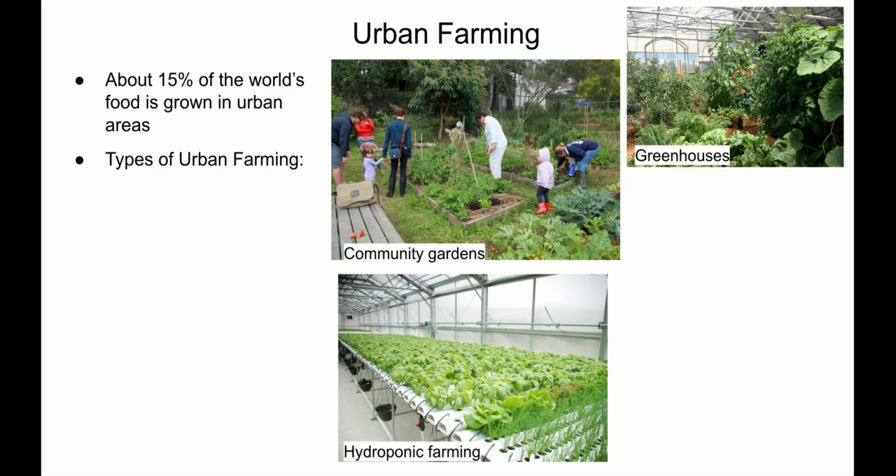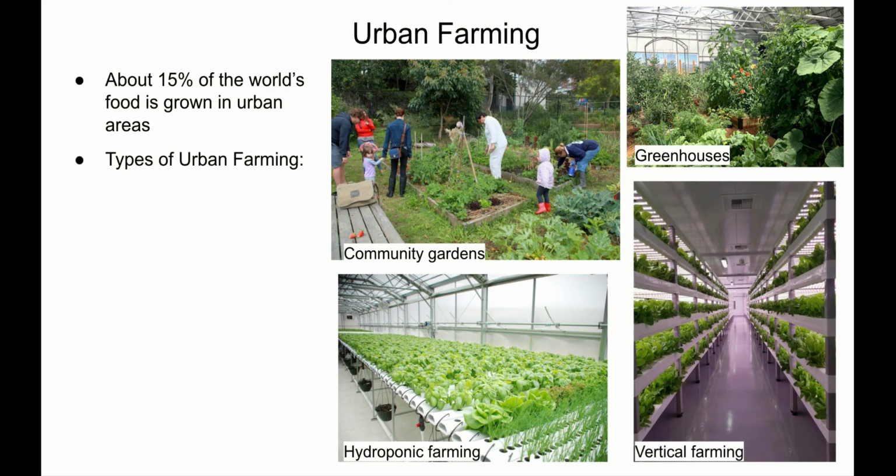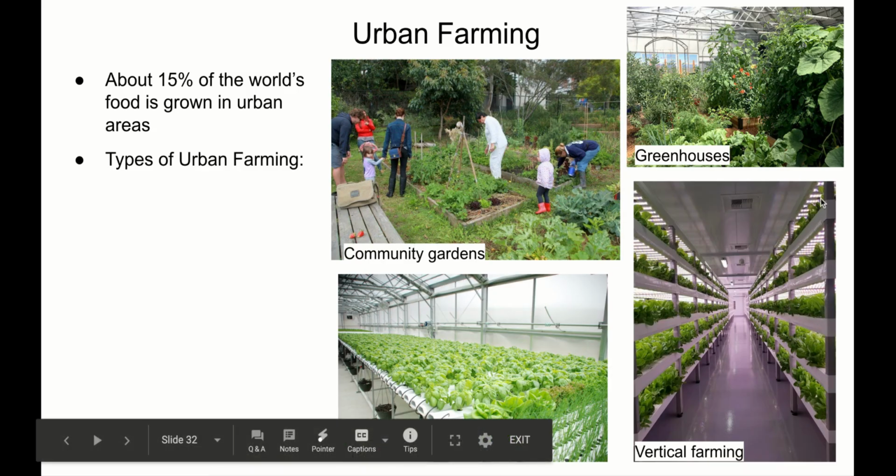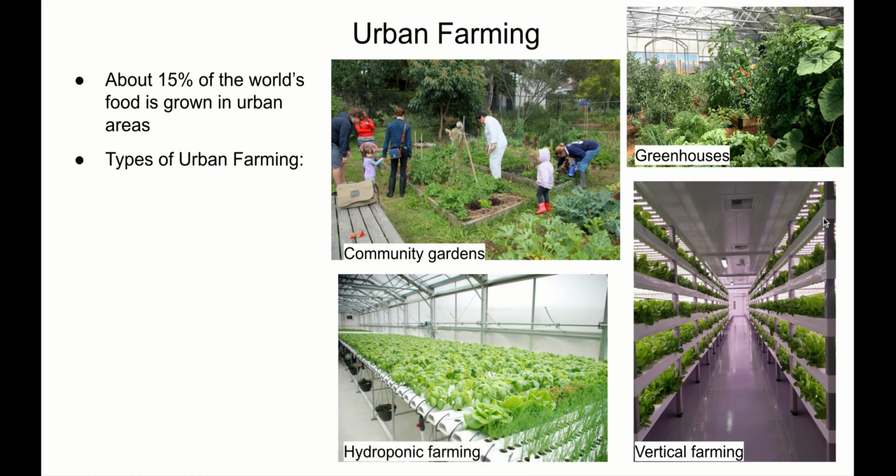You can also stack things that are growing hydroponically and do something called vertical farming, which is just what it sounds like, using all of the vertical space indoors to grow rows of crops on top of each other. These are all leafy green crops that are growing hydroponically.